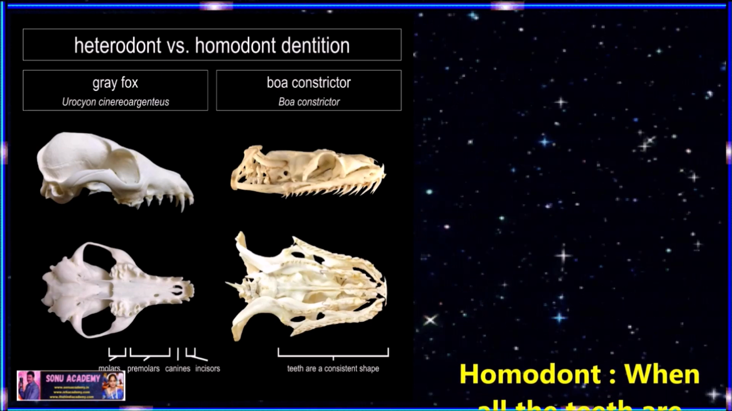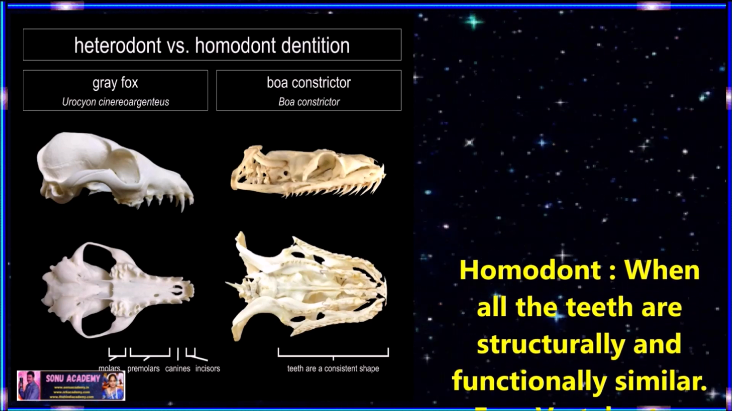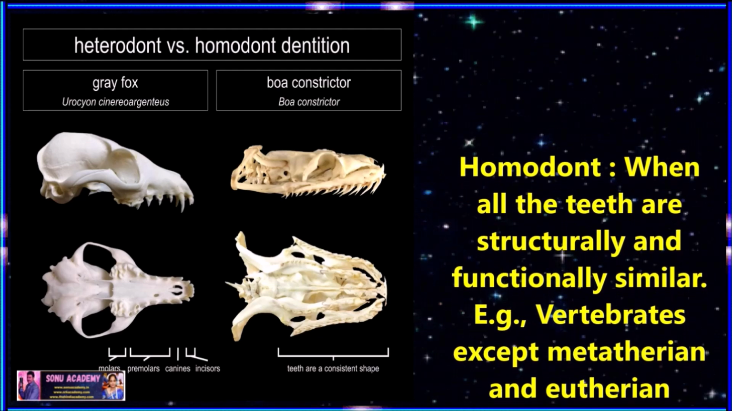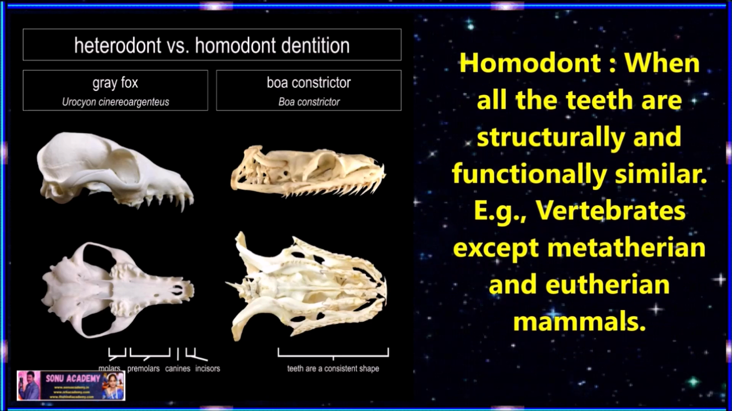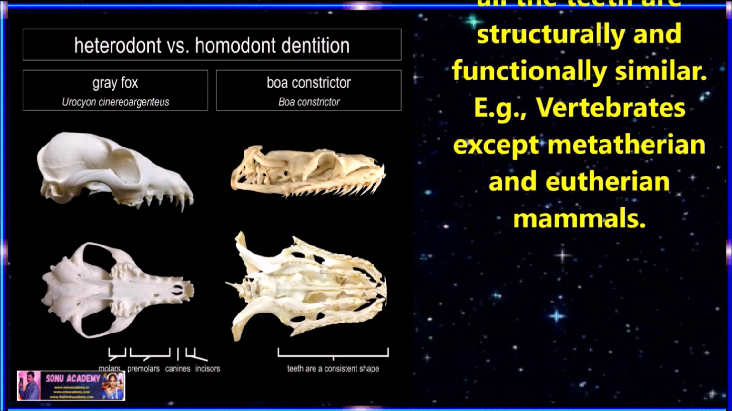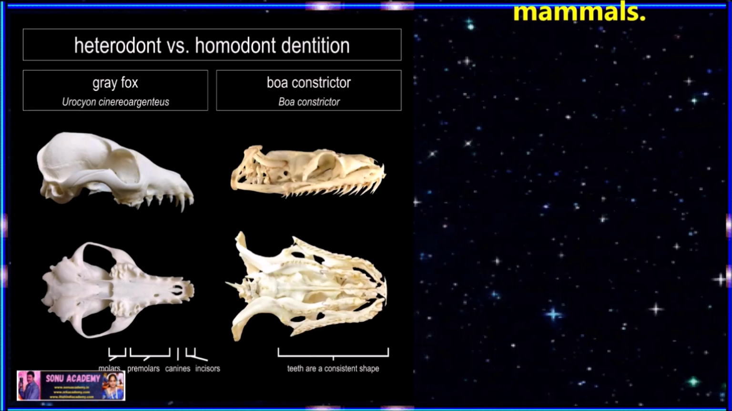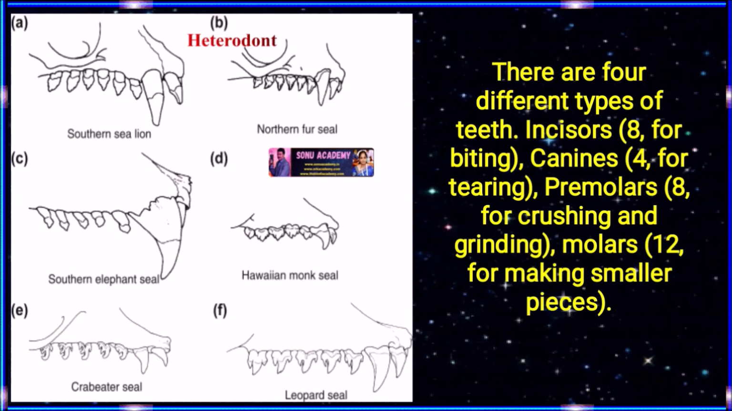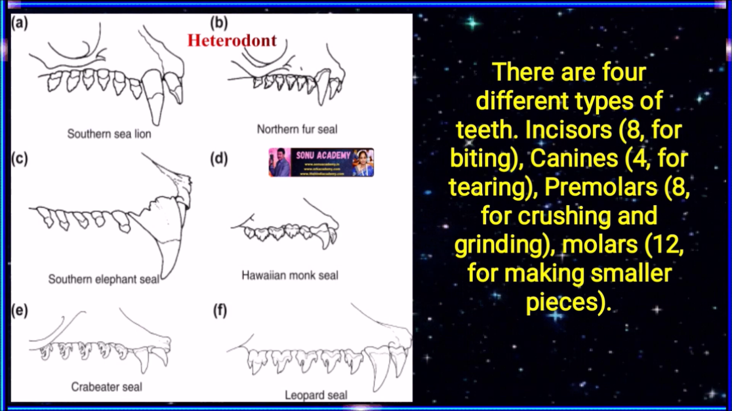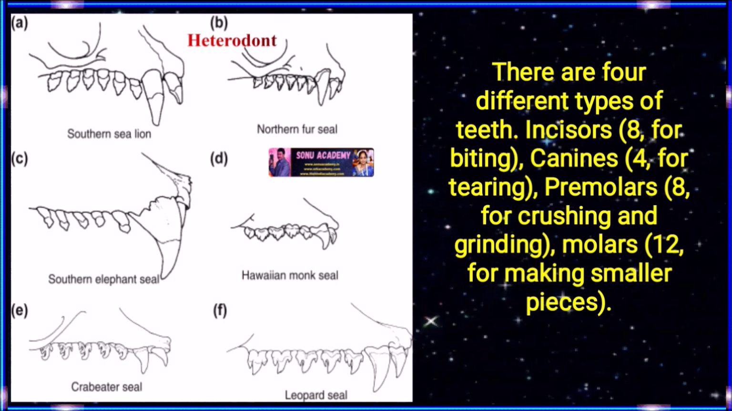Now let us see the different types of teeth like homodont, heterodont and others. Homodont, when all the teeth are structurally and functionally similar. So these types of teeth are called homodont teeth. Examples like vertebrates except metatherian and eutherian mammals, we can see this type of homodont teeth. Now let us see what are heterodont teeth. Heterodont, these are also four types of teeth like incisors 8 for biting, canines 4 for tearing, premolars 8 for crushing and grinding, and molars 12 for making smaller pieces. Example, metatherian and eutherian animals, we can see this type of teeth.